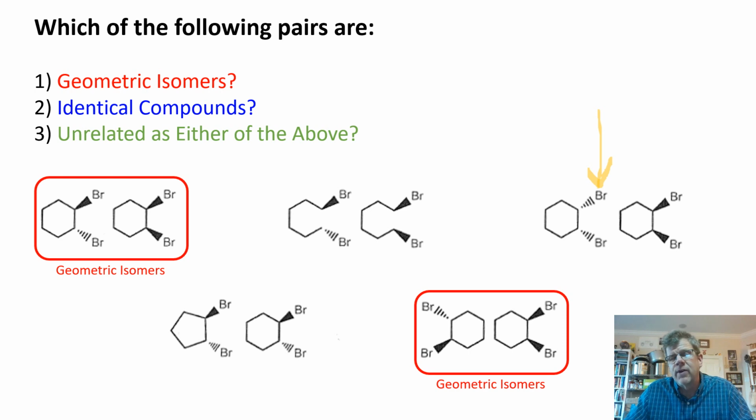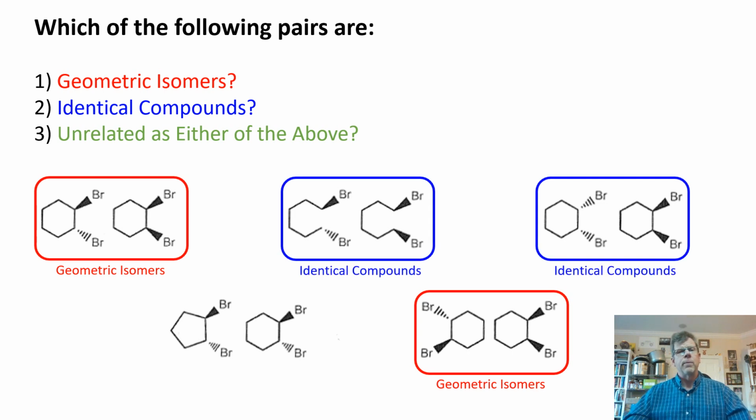So those would be identical compounds in that case, as would the pair over here on the right. These are just two ways of expressing the cis variant in this case. So it's cis 1,2-dibromo cyclohexane. So these two would be identical compounds.